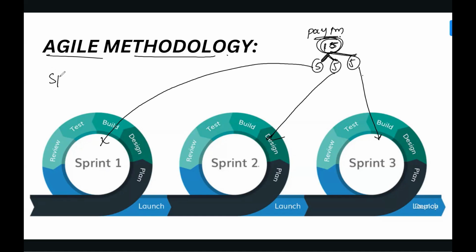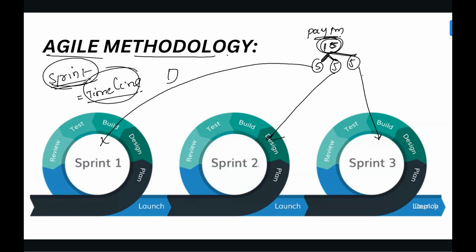Now my question is, what is meant by sprint? Sprint is nothing but the timeline. So setting the time. We need to create this feature within 1 year. Here we need to create this feature within 2 years. So there we are going to set it like this.